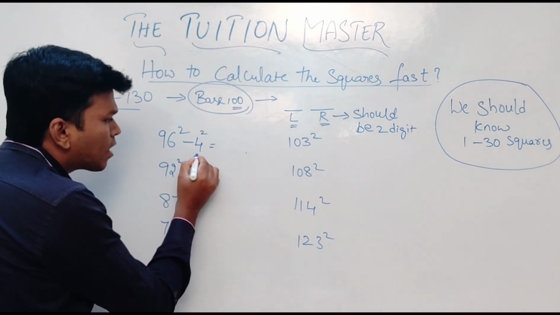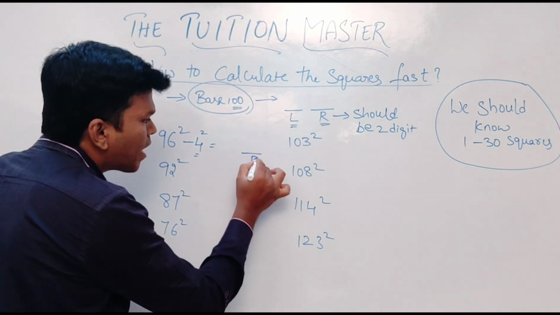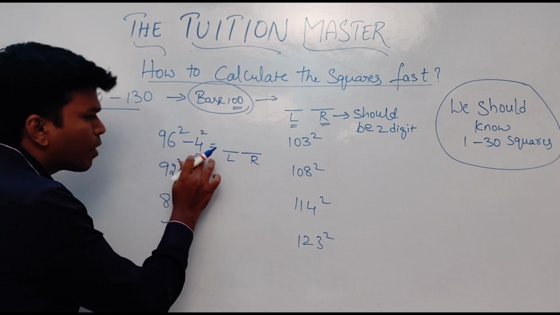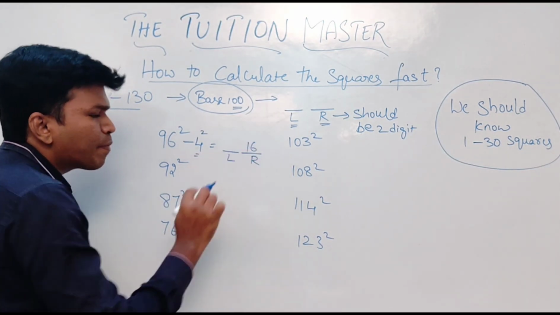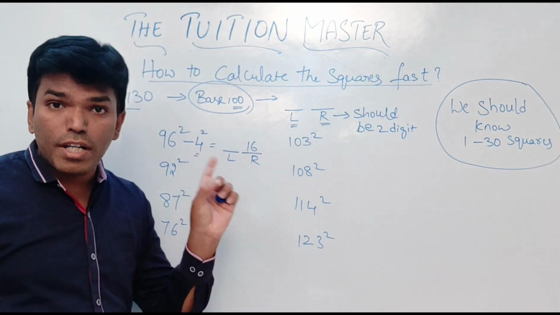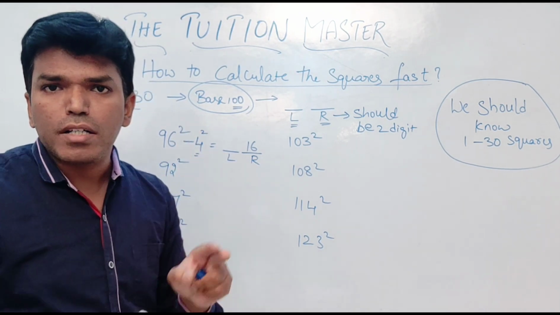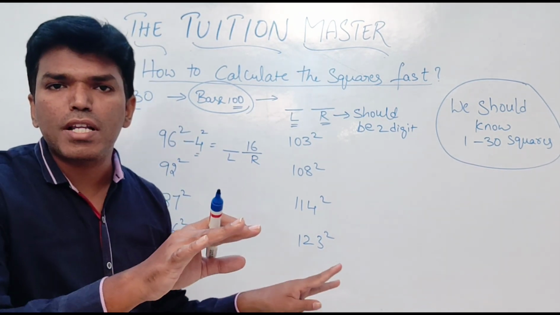Remember, how much less that number square will always be my right side part of the answer. So what is 4 square? 16. That is my right side part of the answer. As we already discussed, it should be of 2-digit format. So here we got 2 digits. So the right side part is finished.